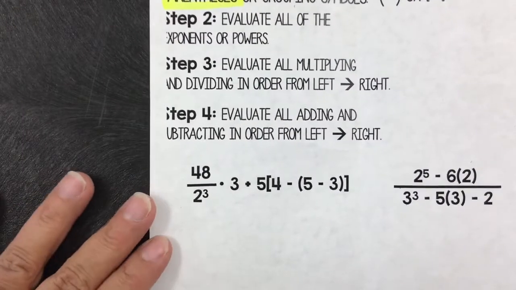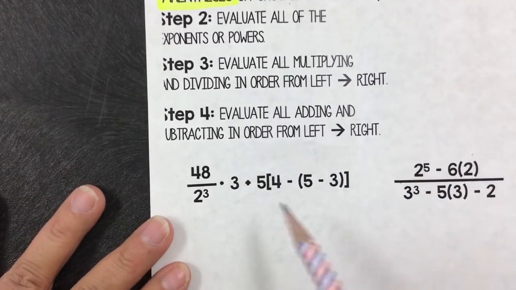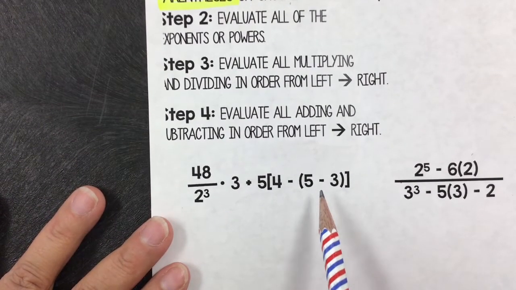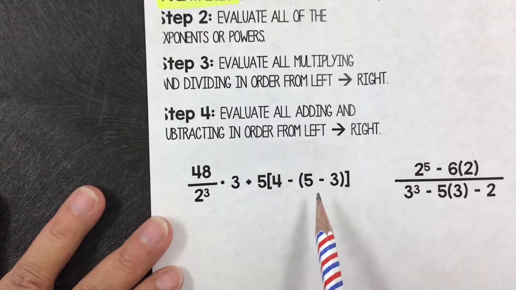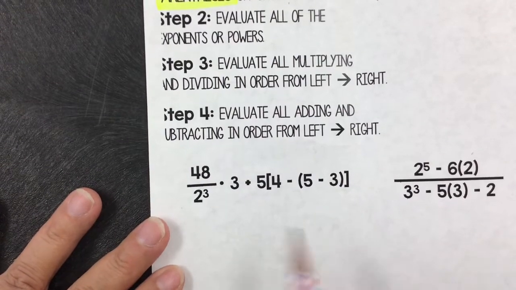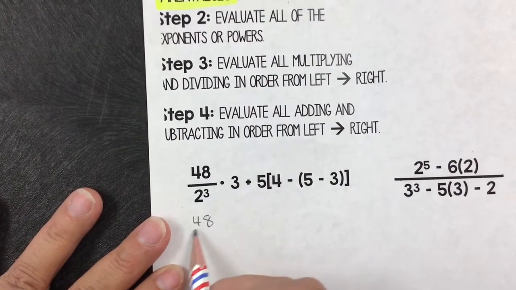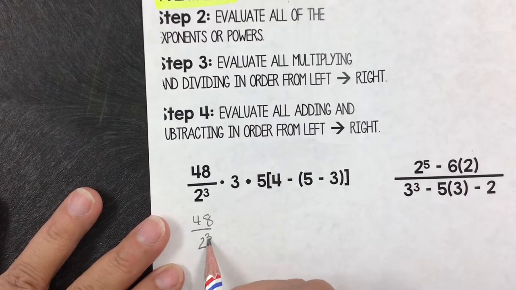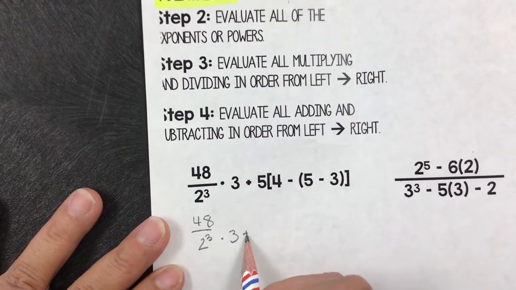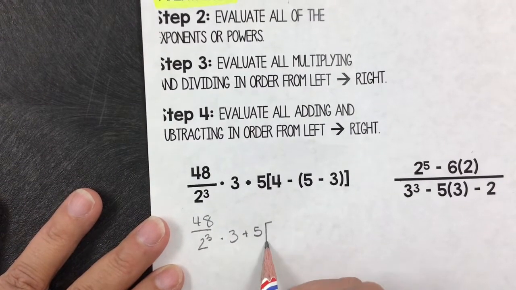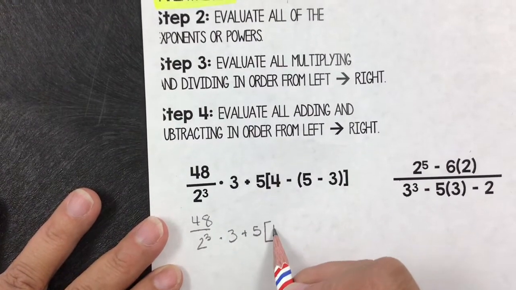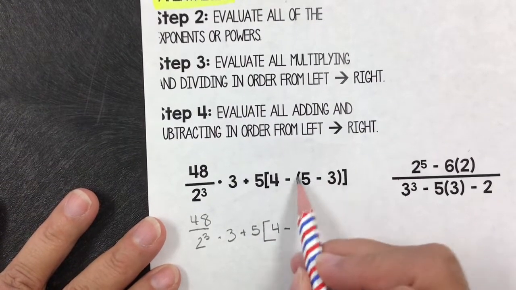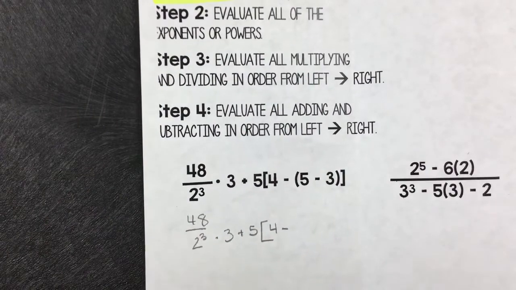We have this one over here, and when you have several grouping symbols, what you're trying to do is do the one most on the inside. What you have to do also is rewrite everything that you did not change. So 48 divided by 2 cubed times 3 plus 5. And you have this set of grouping symbols, which say 4 minus. And we're going to do this set of grouping symbols.